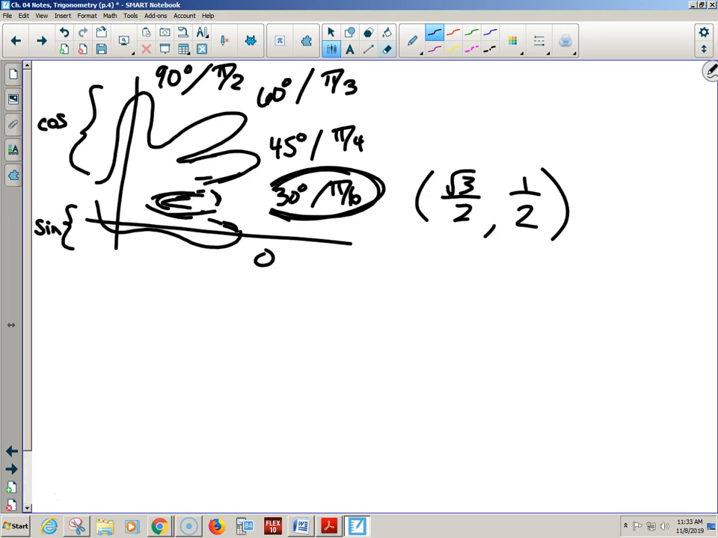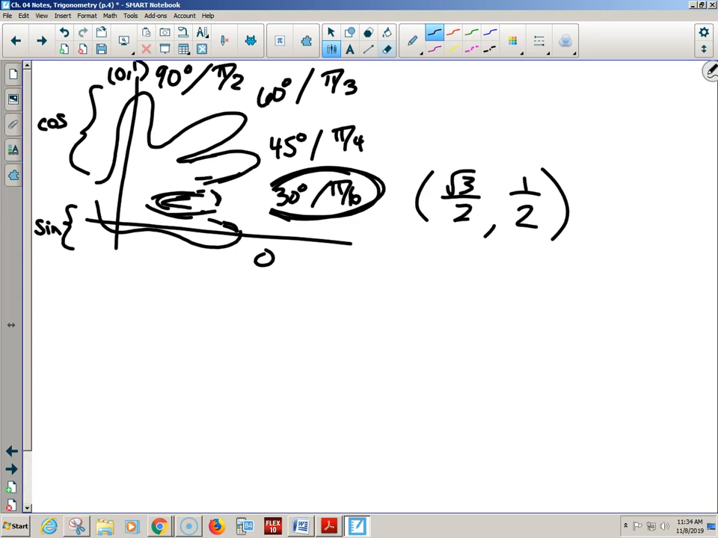Wait, does that work if I was to fold in my pi over 4? Root 2 over 2, root 2 over 2. And my pi over 3, 1/2, and root 3 over 2. Wait, what about 90? 0 and root 4 over 2 will give me my 0. What about my 0? Root 4 over 2, which is 1 and 0. It actually works for all of them.